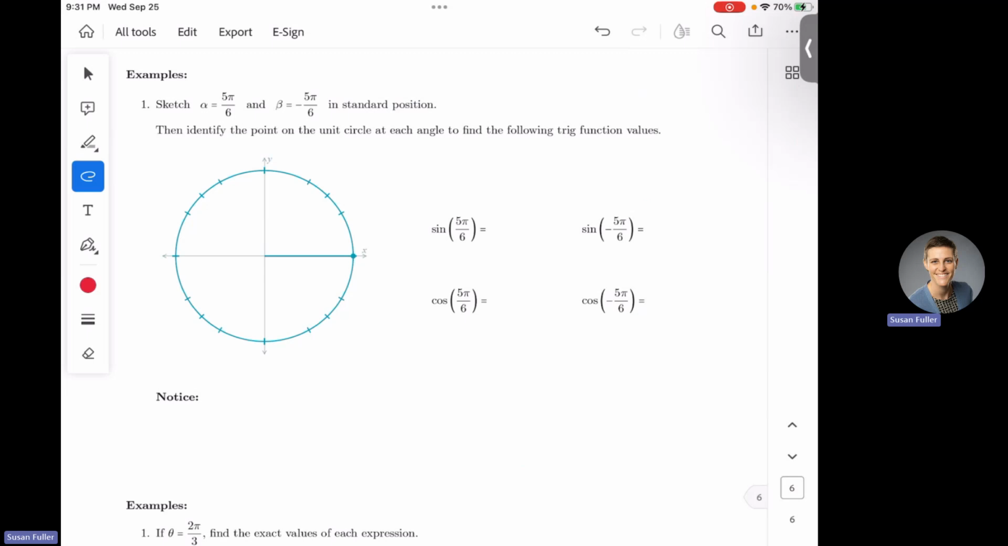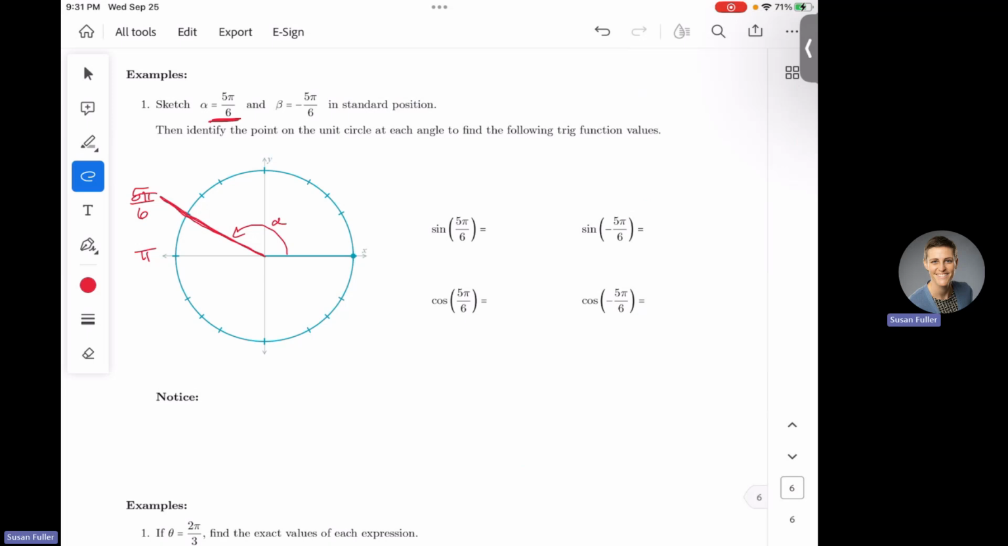So the first thing is we are going to sketch both 5 pi over 6 and negative 5 pi over 6 in standard position. Okay, 5 pi over 6. That's a little bit smaller than 1 pi. I know that 1 pi would be here. 5 pi over 6 is going to be a little bit smaller than that. I'm going to be 1 pi over 6 away from pi up here. Right here is 5 pi over 6. So there is 5 pi over 6 in standard position.